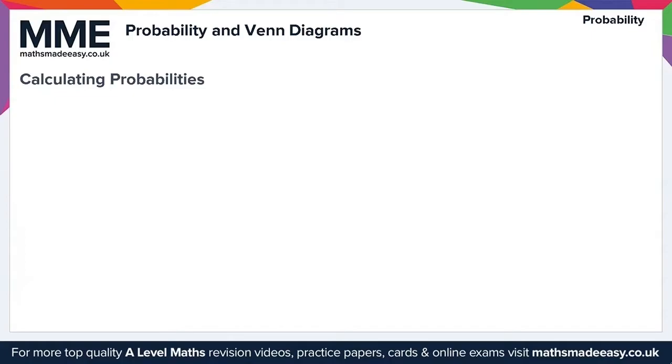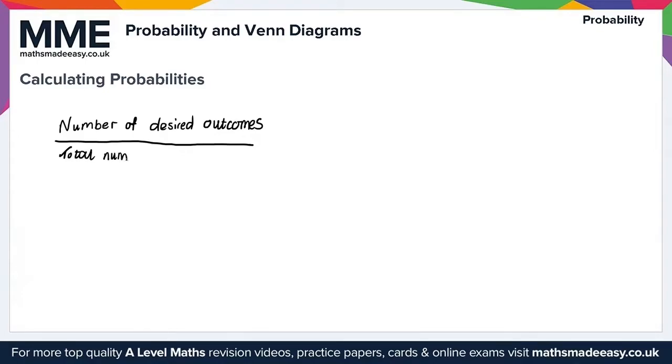To calculate the probability of an event, the following formula is required. The probability is given by the number of desired outcomes, divided by the total number of possible outcomes. Okay, and that would give us our formula there for the probability.